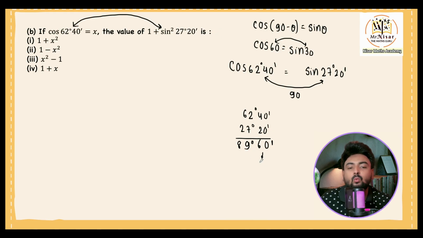60 minutes means 1 degree. So this 89 plus 1 degree, how much will it become? It becomes 90 degree. So here I will be getting the sum of these two as 90 degree. It means these both are complementary to each other. So what is given, children, here?